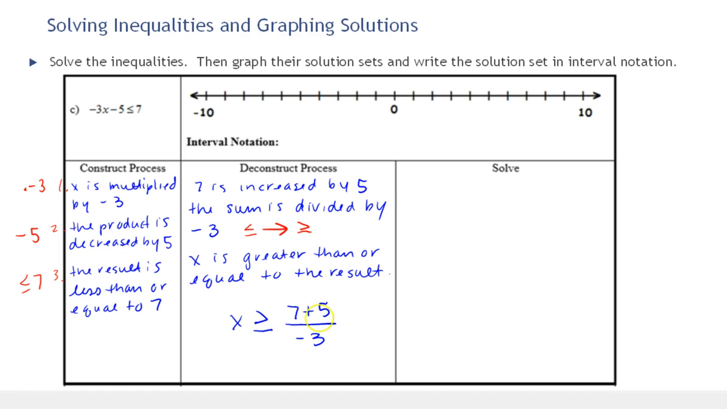Okay. Now if we evaluate here, 7 plus 5 is 12. Let's write this on the side. 12 over -3, and we get x is greater than or equal to 12 divided by -3 is -4. Okay. Now let's solve this using the principles of inequality.